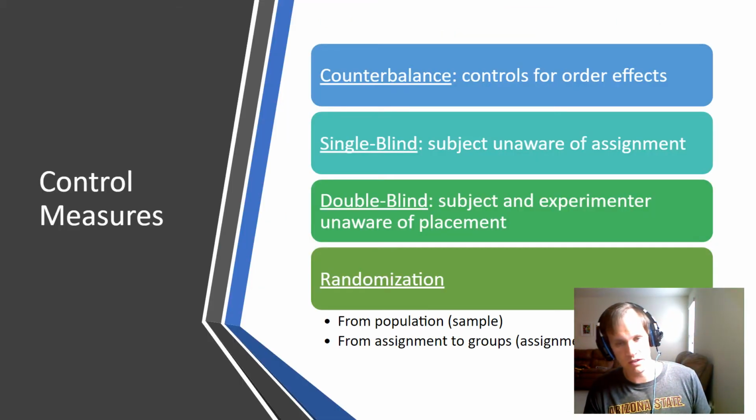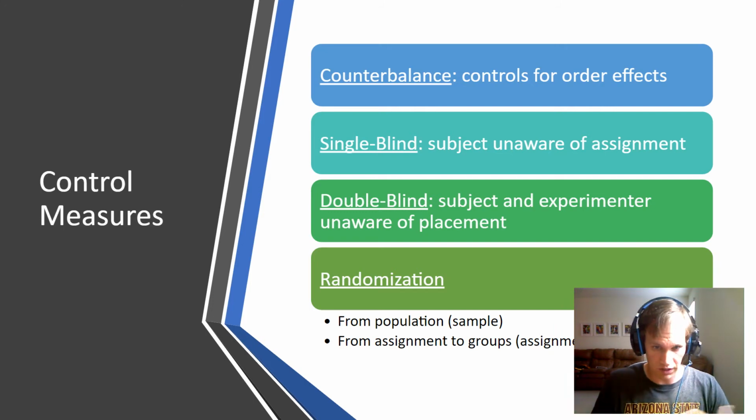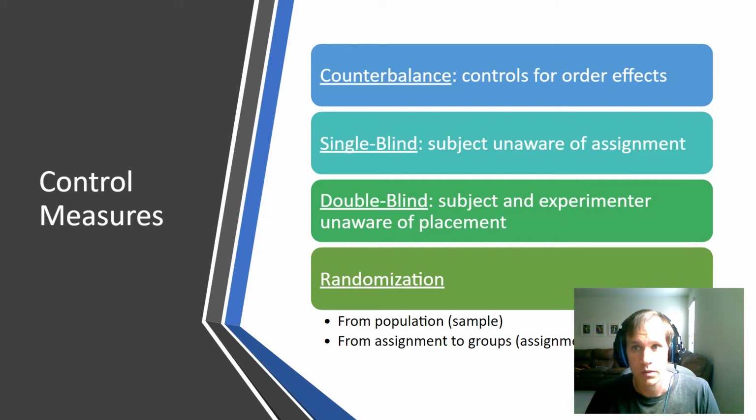And then you have your experimental group, which is the one that you are changing the variable on to see what data you get. So you have your different control measures, counterbalance. So doing things in a different order, to make sure that it's not just the order of events that is manipulating the data that you're getting.